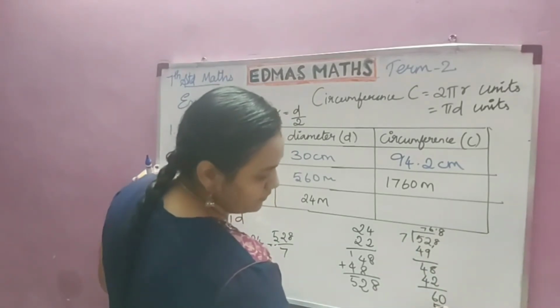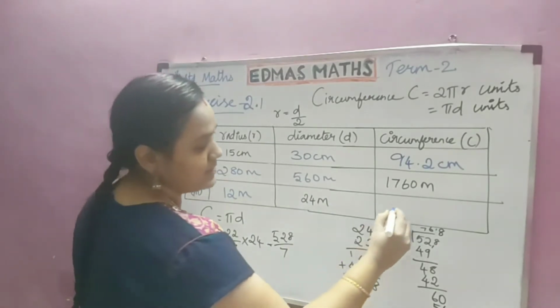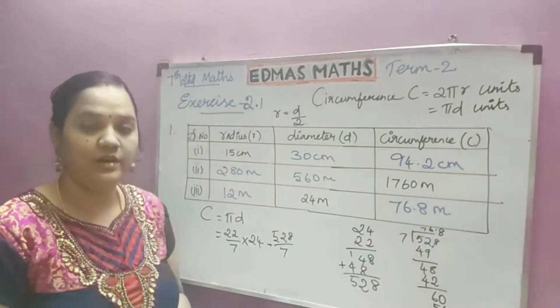8 7s are 56, 4 balance. So we can stop here and the answer is 76.8 meter. Okay, this is your answer.